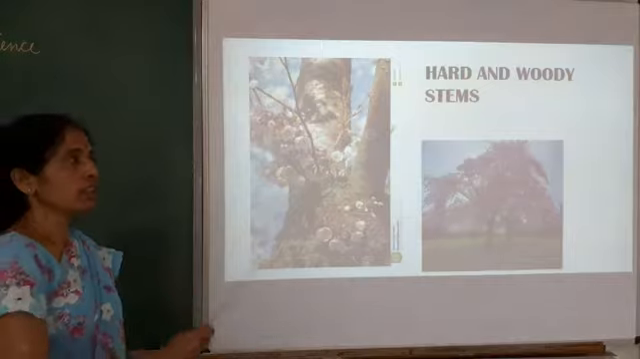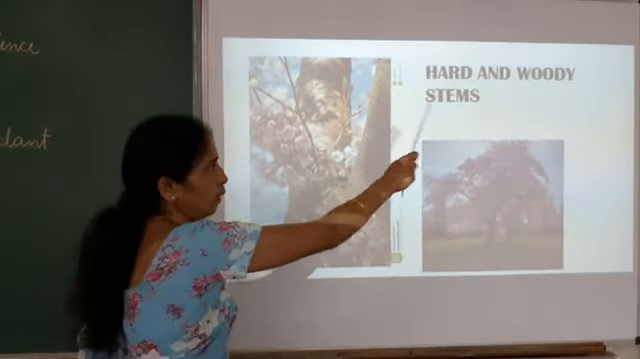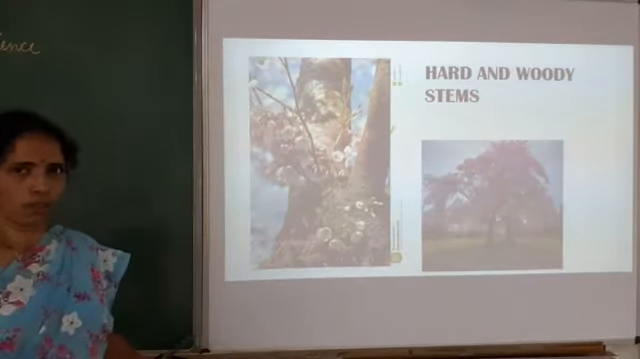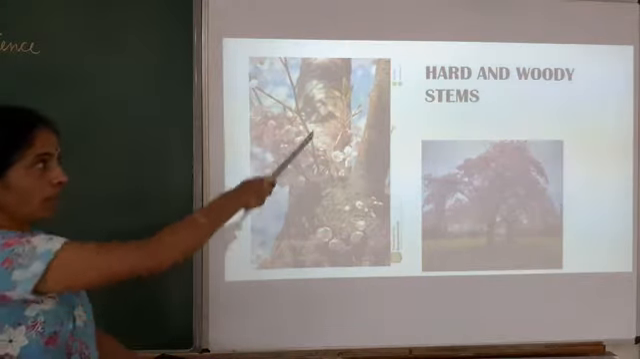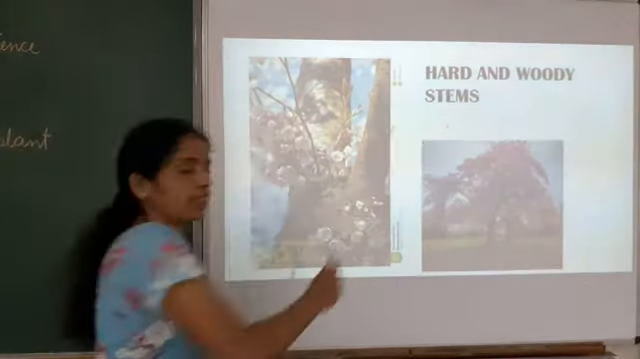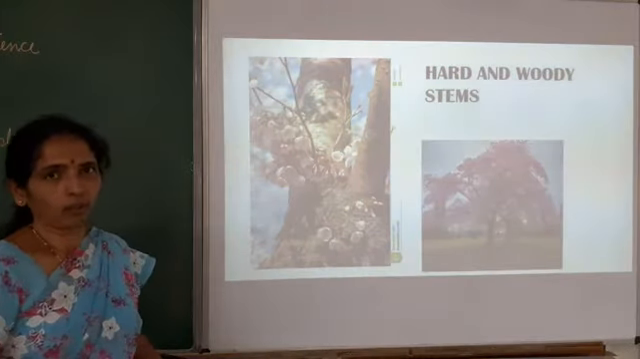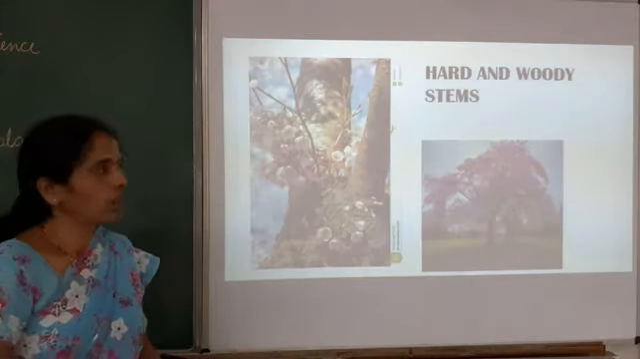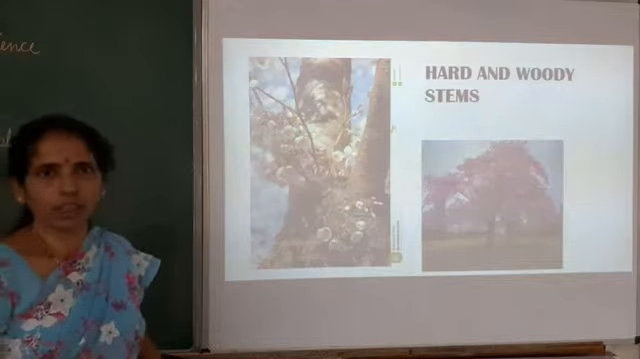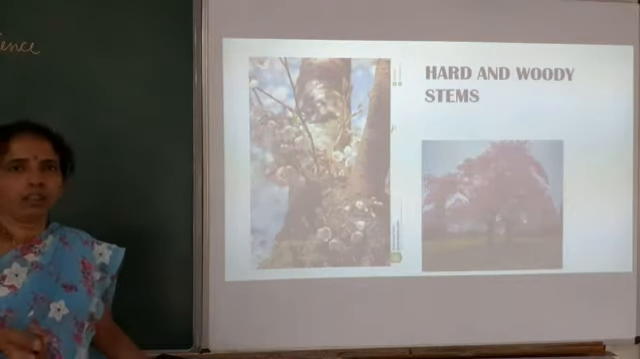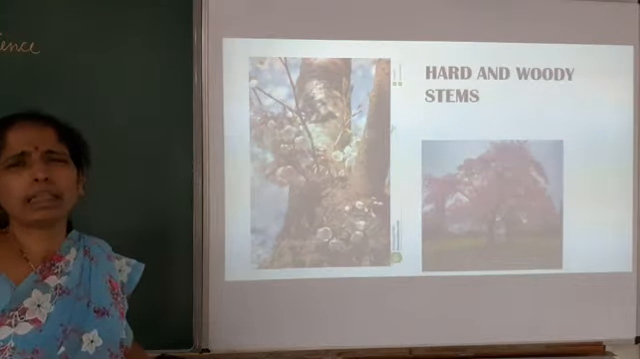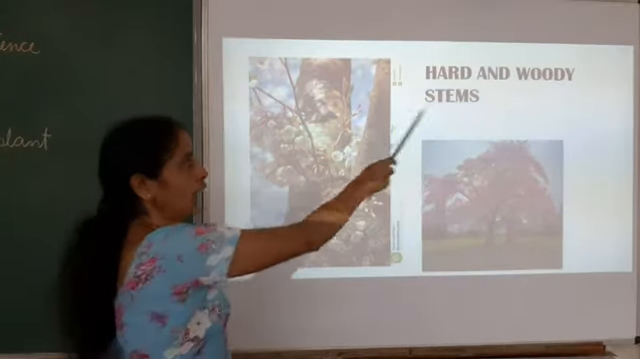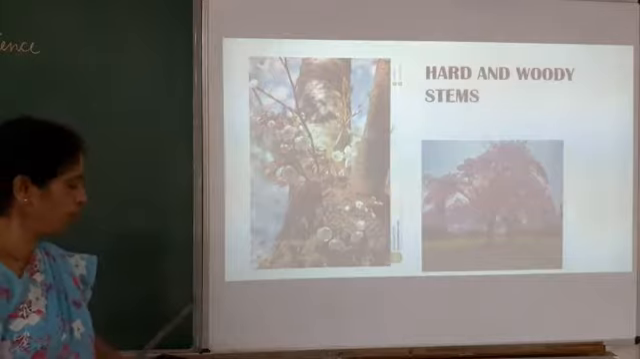So trees have such types of stems. You can make a list of trees which have this hard and woody stem. Tamarind, then neem already discovered, then you can go for a mango tree. So many trees, they have hard and woody stems.